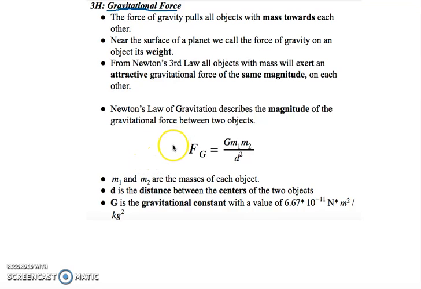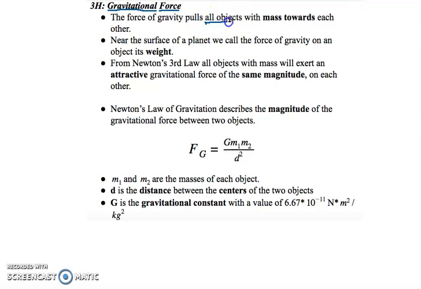Okay, we're going to be going over 3H, which is going to be the gravitational force. So the gravitational force, we've actually talked about it before, but not in a ton of detail. So we're actually going to be getting a little bit more into it this time. So the force of gravity pulls all objects with mass towards each other.